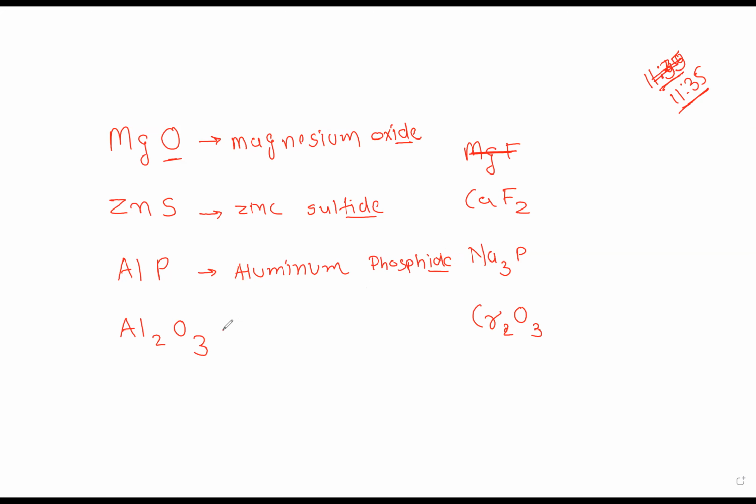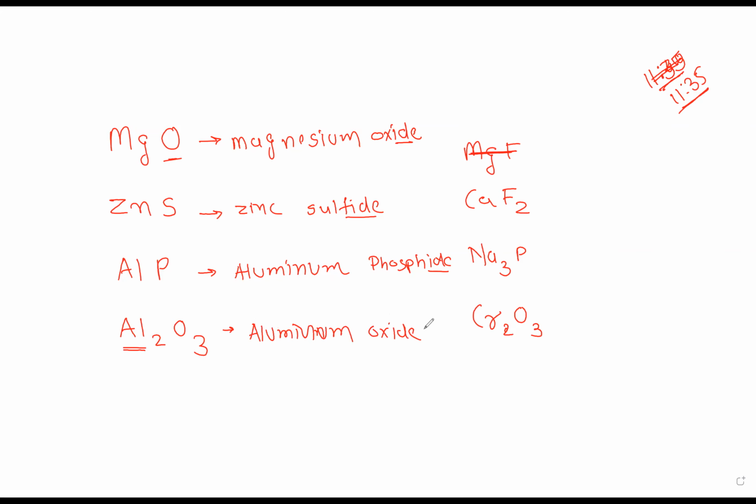The next one, what are we going to call it? Aluminum oxide. Anyone else? Or is it no Roman numeral? I'm not sure. Okay, no problem. Anyone else? Al2O3. What are we going to call it? Al, again, is aluminum, so we're just going to call it aluminum. And O is oxide. So, aluminum oxide.